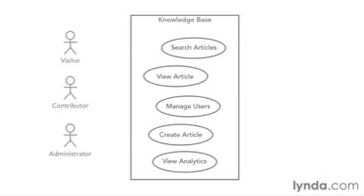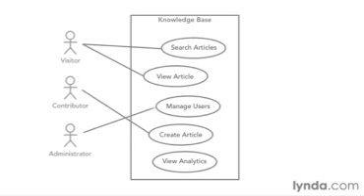Next, I'll draw a line between any of the actors and the use cases they'll interact with. So let's say a visitor can search and view articles. A contributor can create articles. And an administrator can manage users and view statistics. Now, of course, the administrator would likely be able to search articles and read articles too, although you could argue that when doing that, he's just the same as the visitor role. Now, these lines don't need arrows. It's not really about direction. It's merely saying this actor uses this use case.